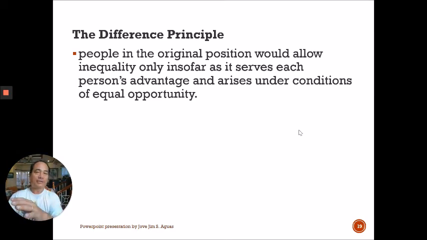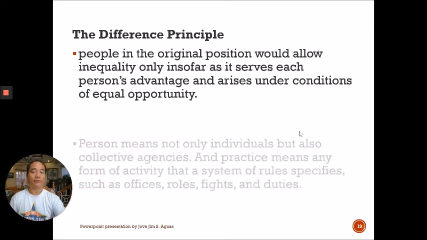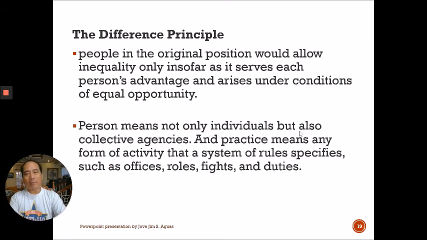So if there is inequality, we can allow inequality only if it will benefit certain people, meaning it will serve each person's advantage, and it will arise under conditions of equal opportunity. So by person does not only mean individuals but also collective agencies. Right? So it does not only apply to individual persons. And practice means any form of activity that a system of rules specifies, like, for example, the offices, roles, duties, etc. So that's the meaning of practice.